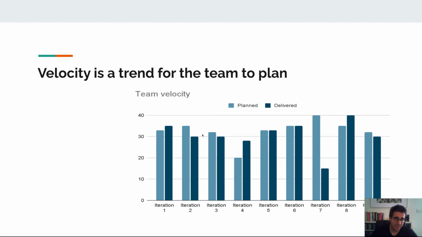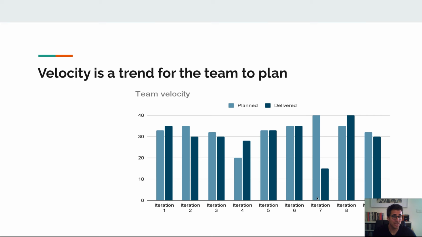So there's a trend that starts to happen. Then the next iteration, they planned 32 again, and they delivered 30. So now they're going to go, oh, we're not delivering as much as we planned. Then they planned 20. This is probably because someone was on leave, or they went, actually, let's drop our capacity because something's happening. And they were still able to deliver 28. So you're not really looking at the absolute number. You could probably draw a trend line across there and go, look, our velocity is around 30. It's not an exact science. You're really looking at those trends and trying to explain them.